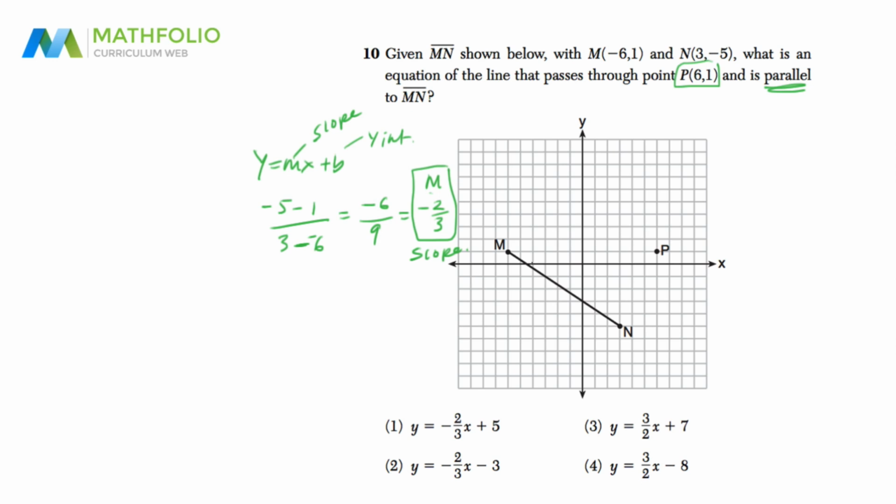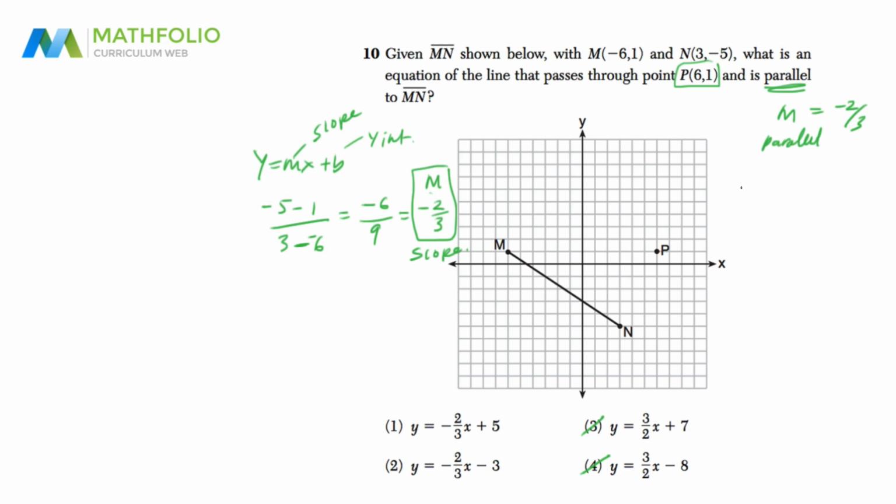And so we can kind of see how it goes down 2, then 1, 2, and goes across 3. So if this is the slope of MN, the slope of something parallel is going to be exactly the same, -2/3. So the next step is to consider that this line has to go through P. Now P is at (6, 1).